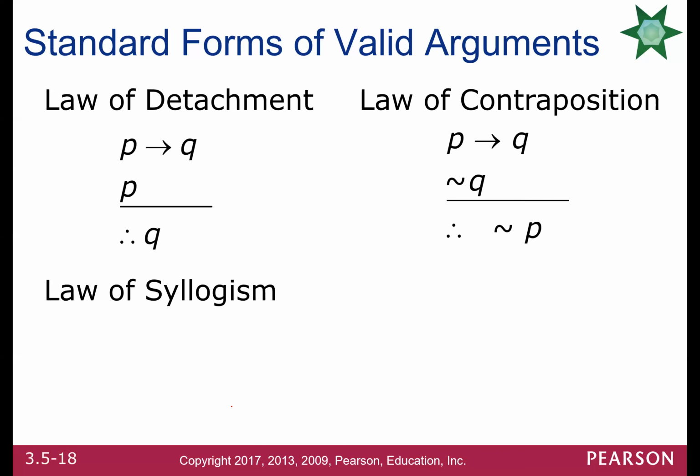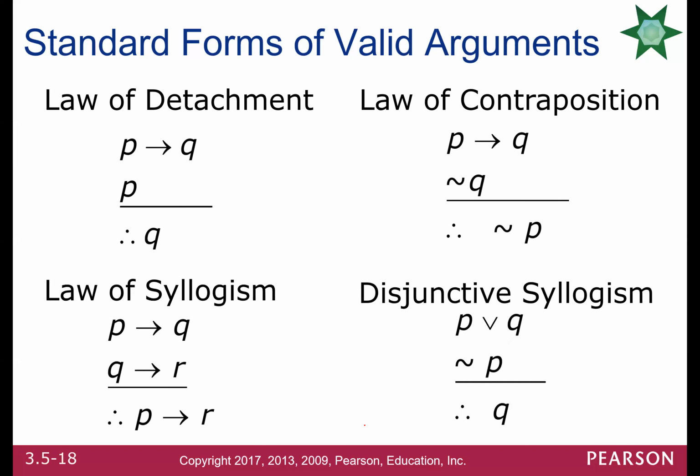The next law is the law of syllogism. It is an argument that fits this form. The first premise is the conditional if P, then Q. The second premise is the conditional if Q, then R. The conclusion is if P, then R.